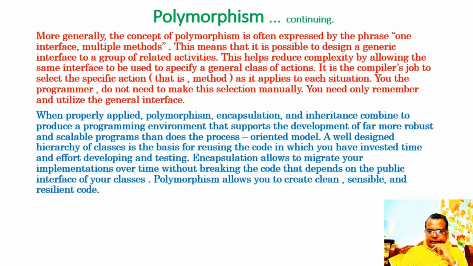Polymorphism continuing. More generally, the concept of polymorphism is often expressed by the phrase one interface, multiple methods. This means that it is possible to design a generic interface to a group of related activities. This helps reduce complexity by allowing the same interface to be used to specify a general class of actions. It is the compiler's job to select the specific action, that is, the method, as it applies to each situation.